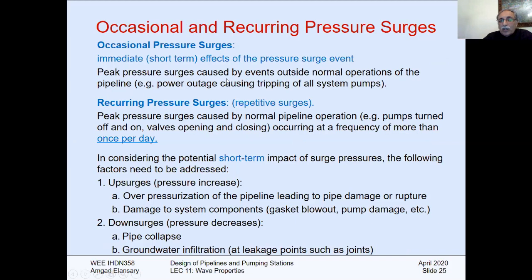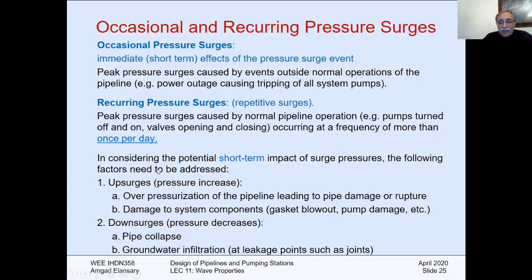Peak pressure surge caused by events outside the normal operation of the pipe, like pump power failure, the pump electricity is gone, so they're causing the tripping of all the system. Or we have recurring pressure surge, which means it's every day, more than once per day. Peak pressure surge caused by normal pipeline operation, like pumps turned off and on, or valve opening and closing several times a day, occurring at a frequency of more than once per day.